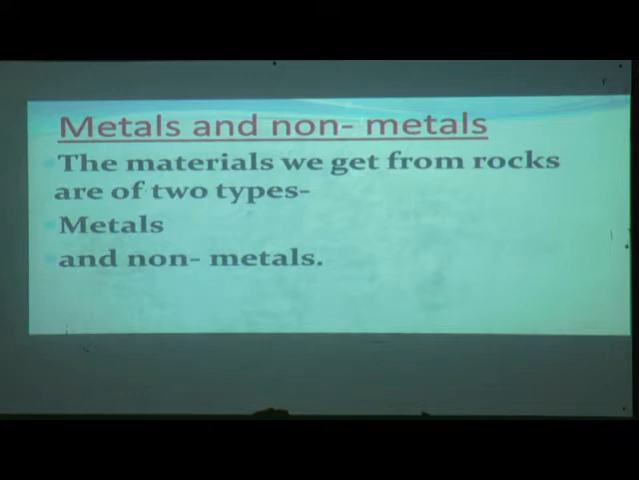Metals and non-metals. So students, now it is clear to you all what minerals are, what a mine is, and how we will remove them. Now we will come to the next point, that is metals and non-metals. Materials we get from rocks are of two types. How many types? Two types: metals and non-metals.